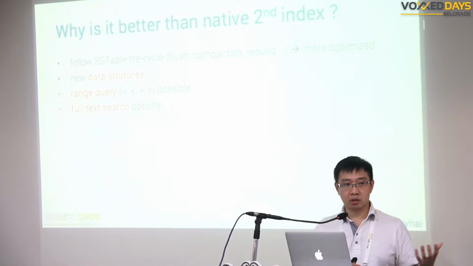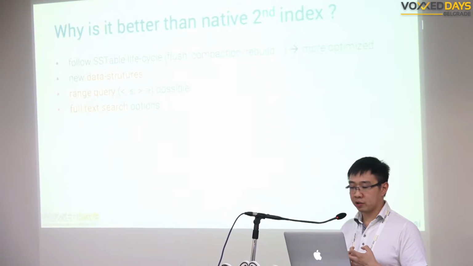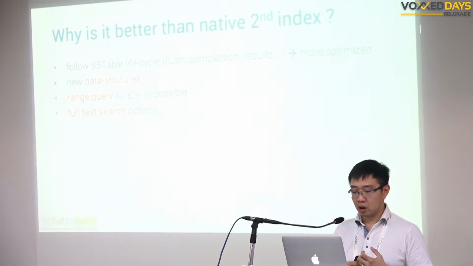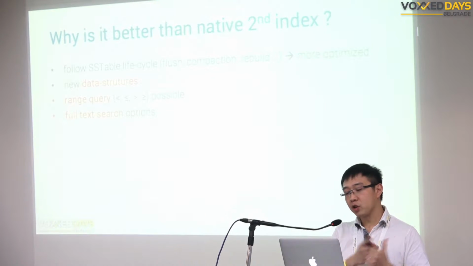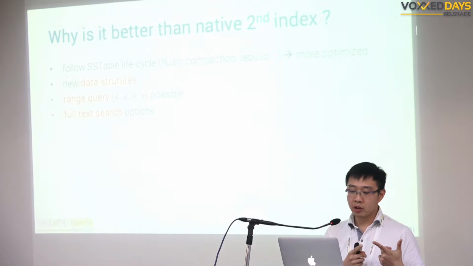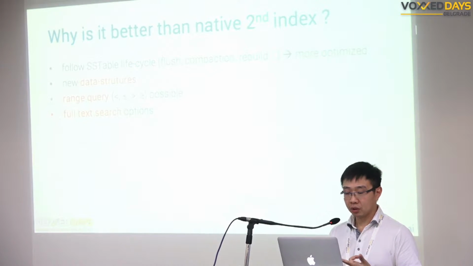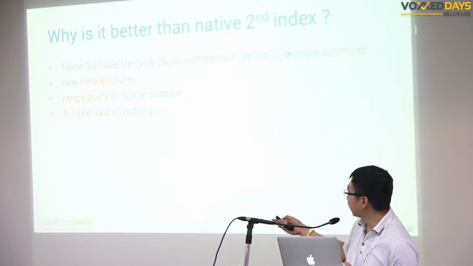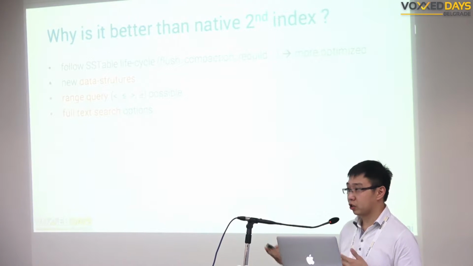Why is it better than the original native secondary index? Because you have a new data structure to index data. Now you can use range queries, like greater than, lower than, and so on. And we also have full text search options.